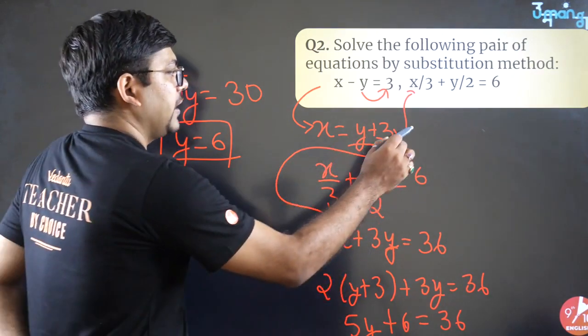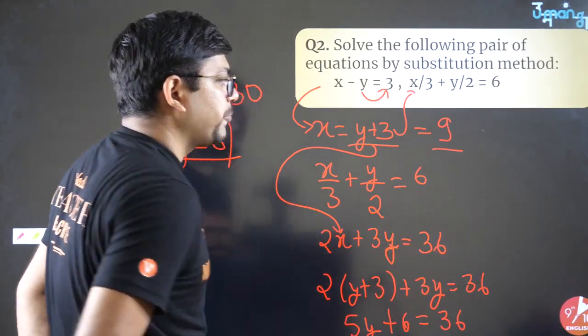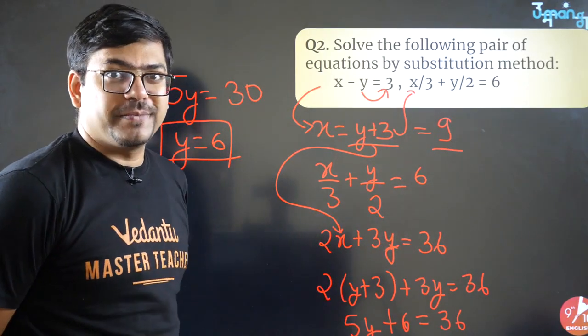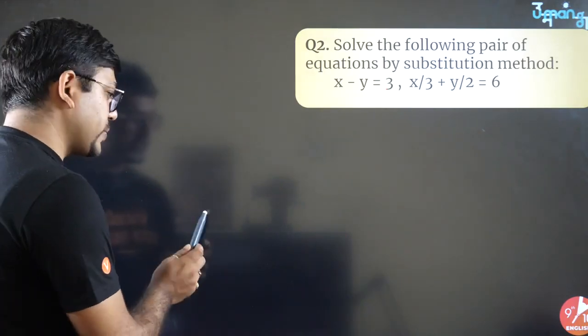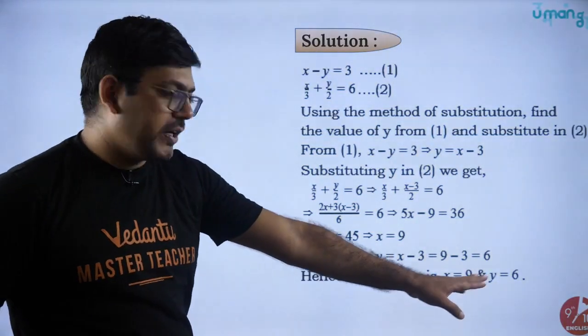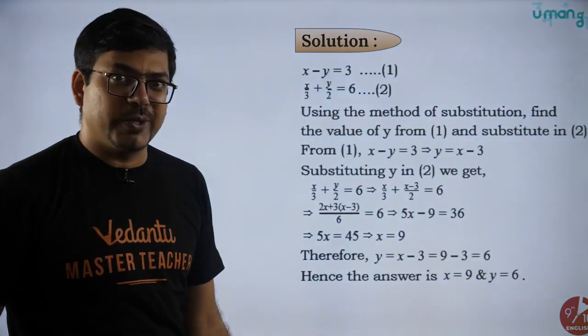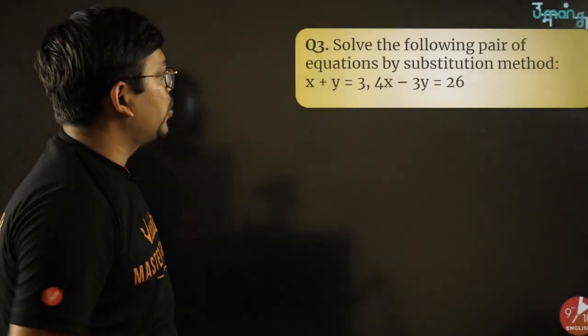Once we have got y equals 6, put the value 6 here. 6 plus 3 is 9. Hence you get x equals 9. Eureka? We got it, isn't it? If you all got it, let's see the solution and thereafter move on to the next question. So x equals 9 and y equals 6, the same as what we also got. Okay, here we go to the next question.